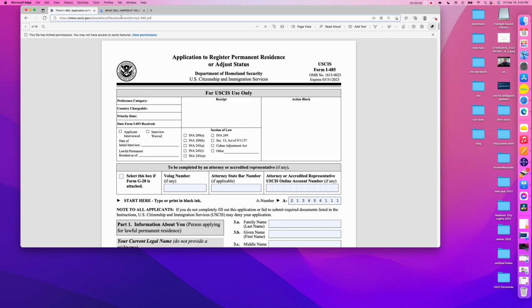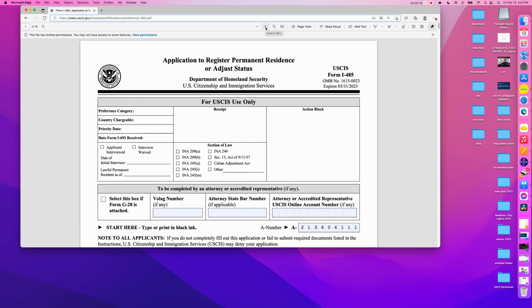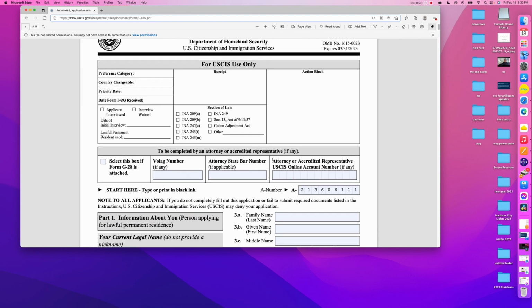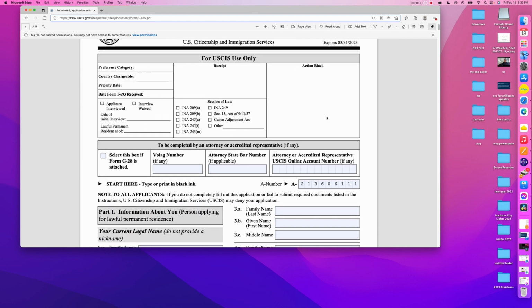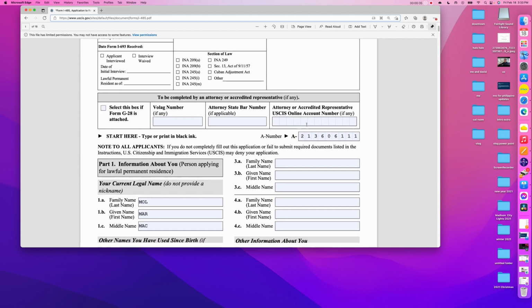Guys, so I'm sharing my screen to you now. Let's see what we have here. This is application to register permanent residence or adjust status, or they also call it adjustment of status. So let's see, let's make it a little bigger. This is form I-485, expires on March 31 of 2023. So this is the latest. So of course we will not fill out this part because this is not for us. Let's go to our part.